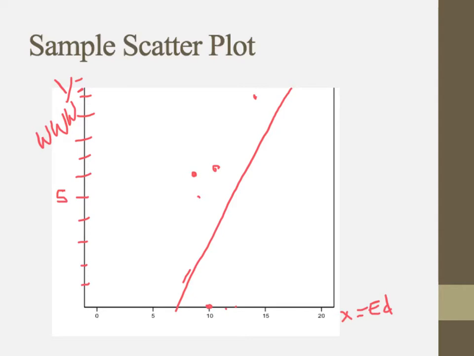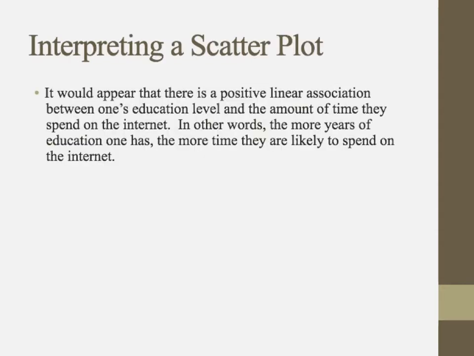Because we've got to account for this guy down here. But there's some sort of positive linear relationship. The more years of education you have, the more hours you tend to spend online. So the way that we would interpret that is we would simply say that it would appear that there's a positive linear association between one's education level and the amount of time they spend on the internet. In other words, the more years of education one has, the more time they are likely to spend on the internet. And so we're just simply describing what we see and what the overall trend is.